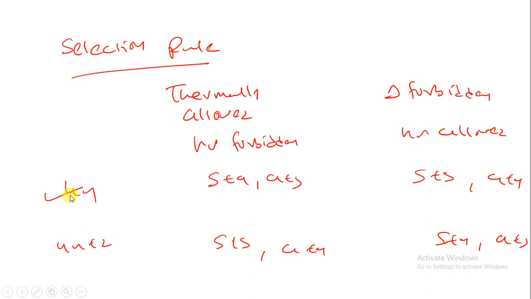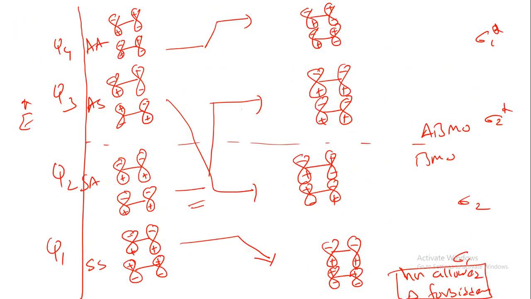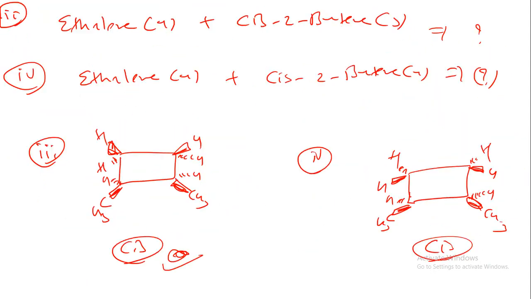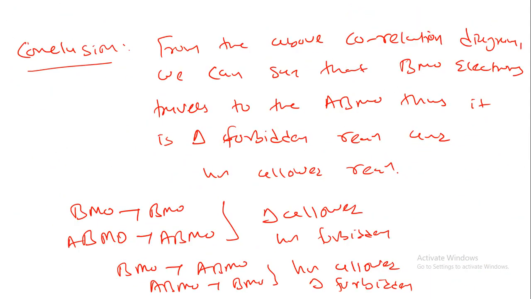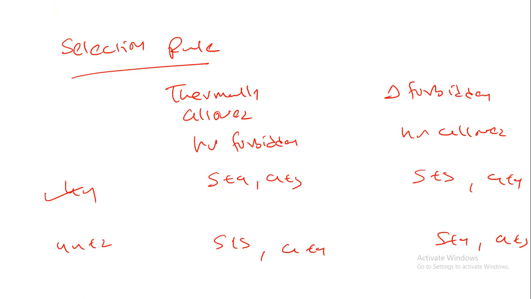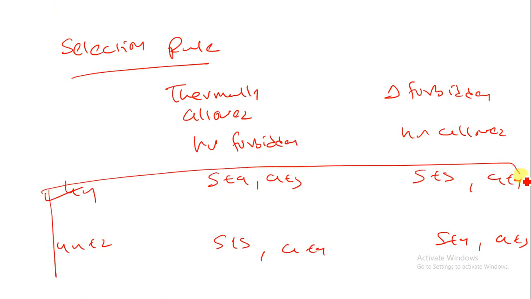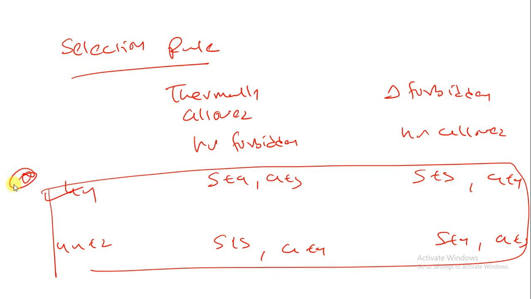In the 4n system, whatever the geometries are, for SS the BMO remains at the BMO, so we can say it is thermally allowed and photochemically forbidden, or SA or AS. Whatever you get from your reaction, you can write the selection rule on your own, thermally allowed or photochemically allowed. So this is from my side for the cycloaddition reaction, the correlation diagram and the introduction of cycloaddition reaction.